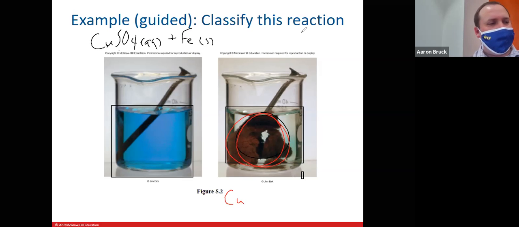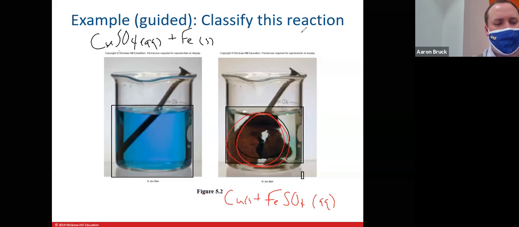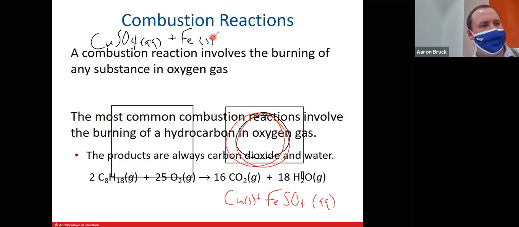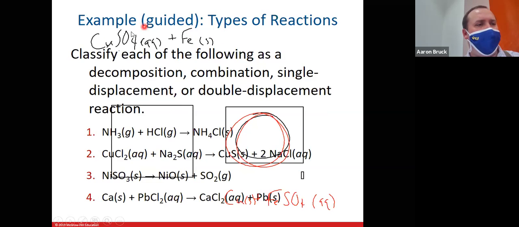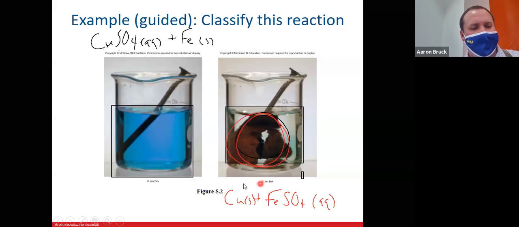I also should notice the blue color that was the copper sulfate solution isn't there anymore. What's left over and what's actually taken over in that case is iron 2 sulfate, FeSO4 aqueous. So here's my before, here's my after. Clearly a chemical reaction has taken place. What kind of chemical reaction is it?